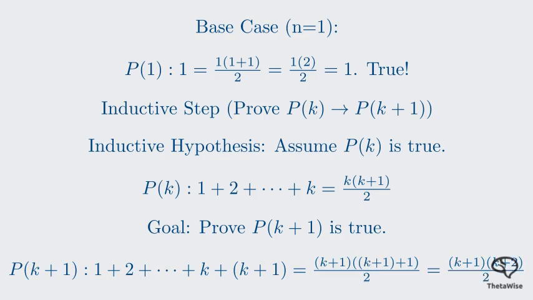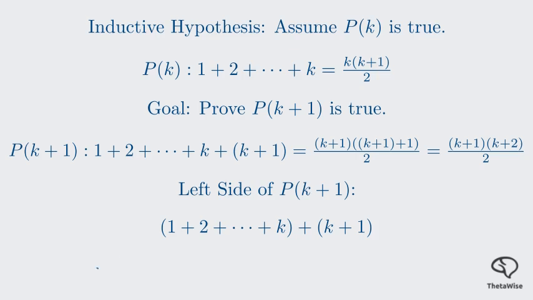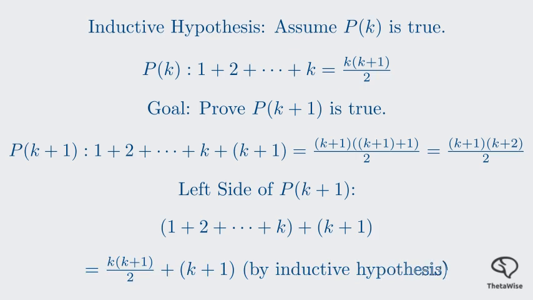We start with the left side of P(k plus 1) and look for an opportunity to use our inductive hypothesis. The sum 1 plus 2 up to k plus 1 can be written as the sum up to k plus the term k plus 1. By our inductive hypothesis, we know the sum up to k is k times (k plus 1) over 2. We substitute this in. Now we do a little algebra.